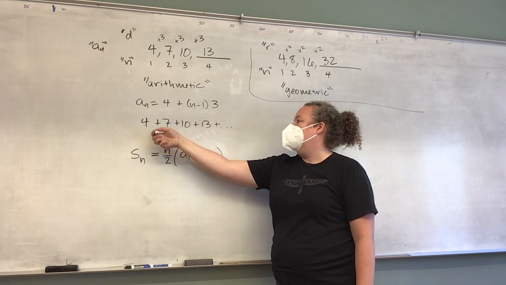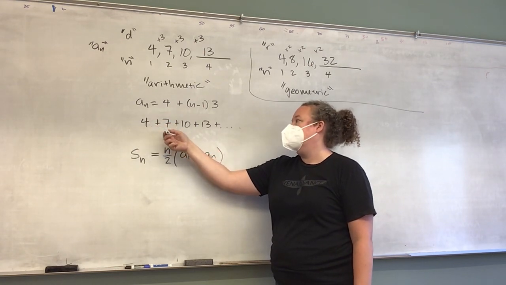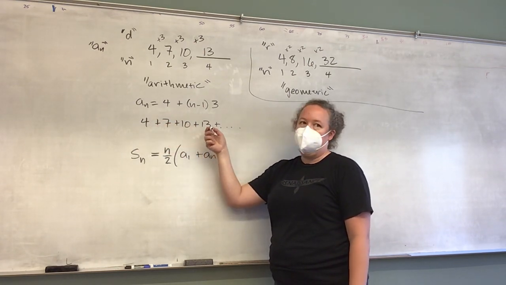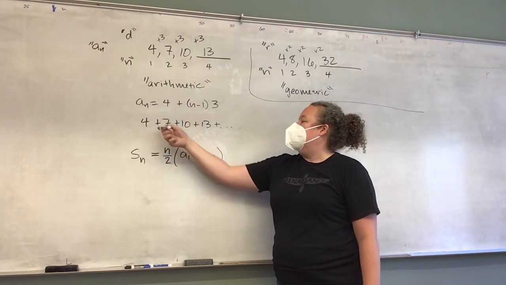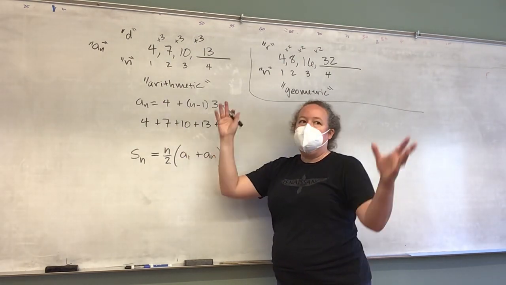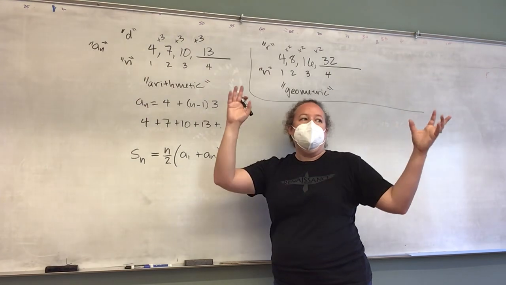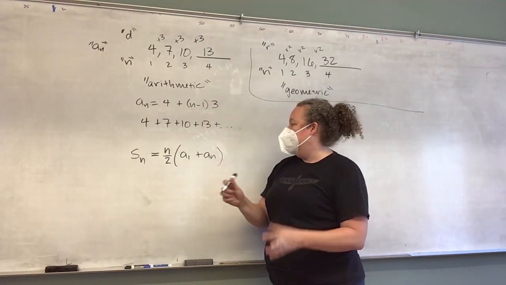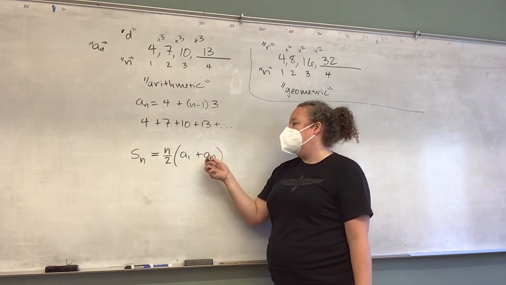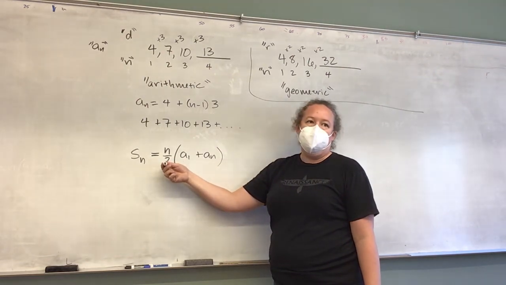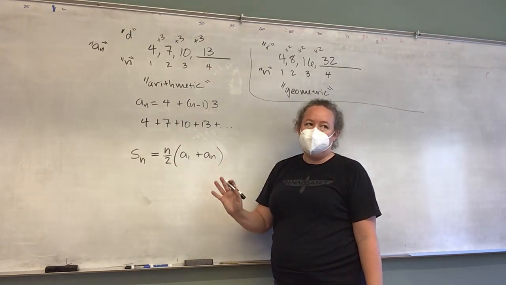We can either add 4 plus 7, which is 11, plus 10 is 21, plus 13 is 34, or we can see that we're just adding 17s. We're like adding nested 17s. And so we can just add the first and last value and multiply it by the number of values in the series divided by 2.